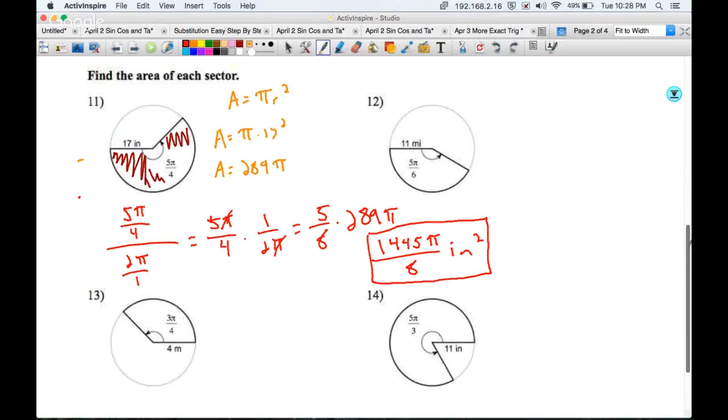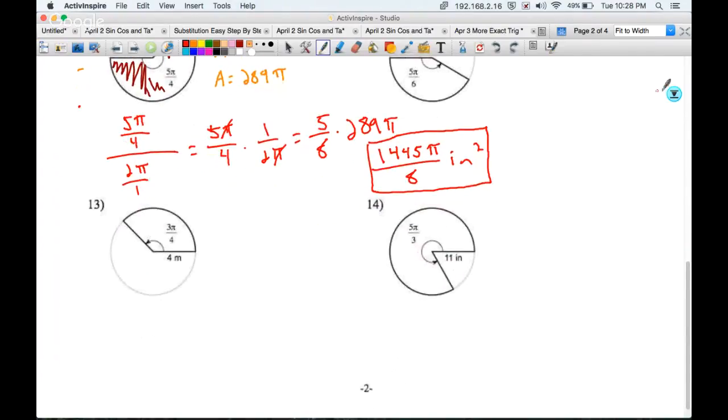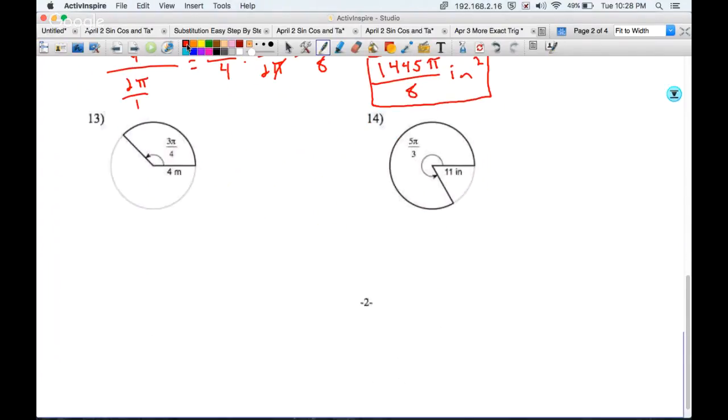All right, let's try that again with number 13, going through that process one more time. To figure out the area of just this sector here, I need to find the area of the whole circle and then multiply it by the fraction of the whole circle that this angle is. So the whole circle is pi r squared, which would be pi times 4 squared, or 16 pi square meters.